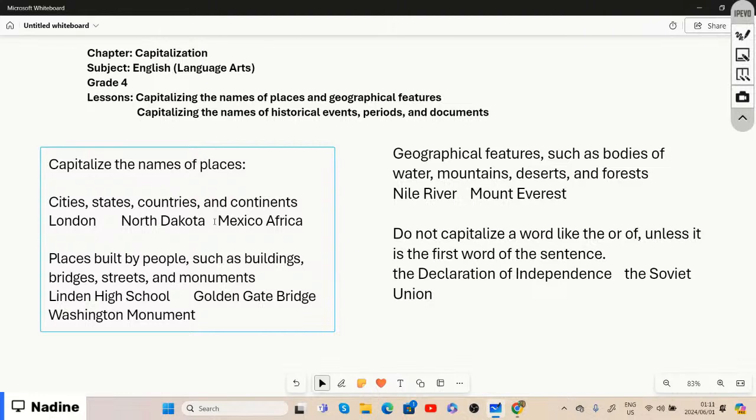All right. So if you were to, for example, write down, let's say, your address, right? And you were to write down the name of your street, the suburb that you live in, the city or state, right? How would you write it?